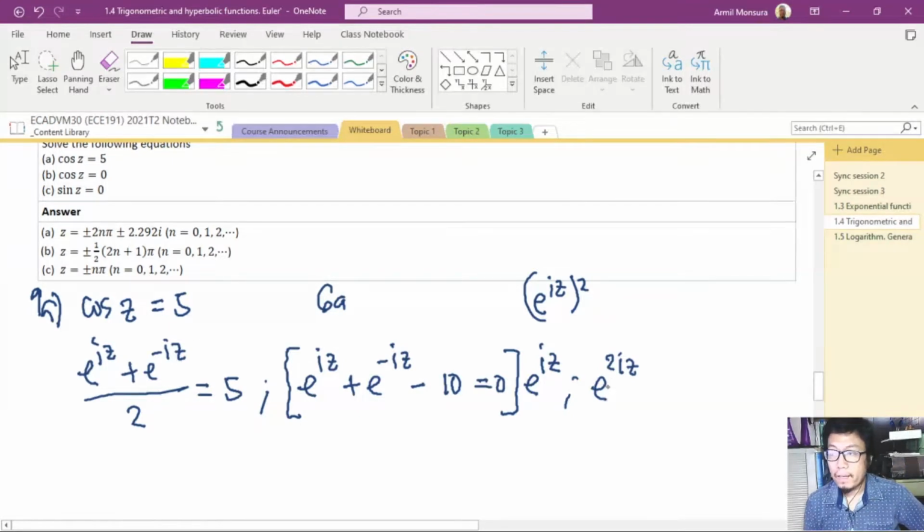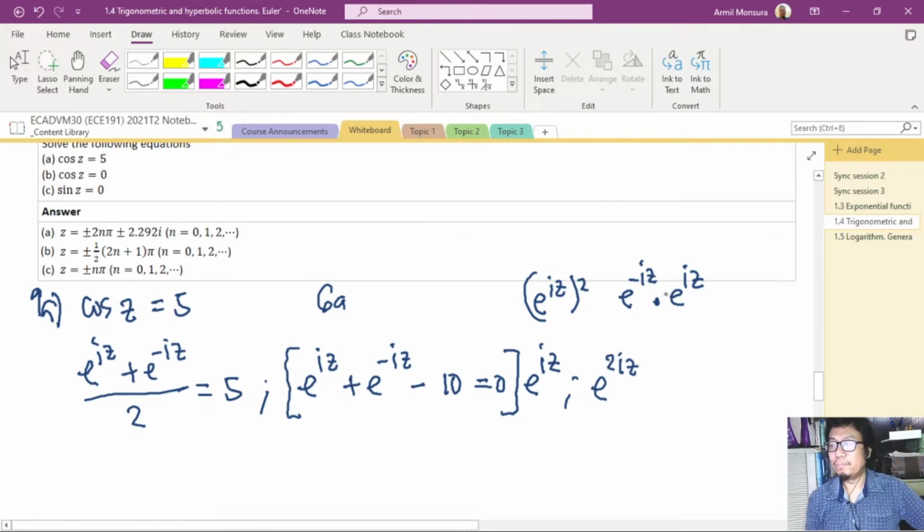Okay, and then e raised to negative iz times e raised to iz is equal to 1, because basically you're multiplying a number by its reciprocal. Take note that these two, aside from being conjugates in the complex number realm, are reciprocals in the real number realm.